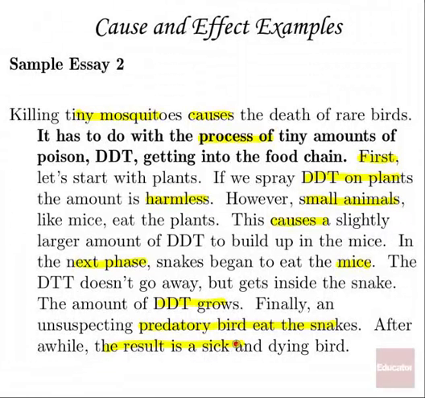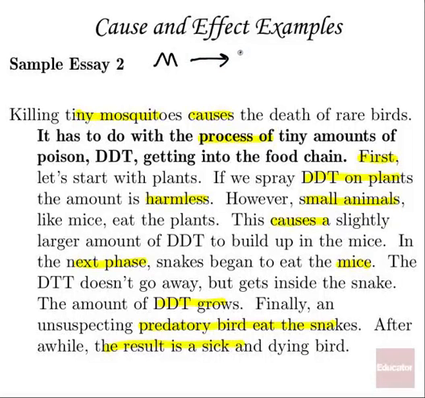This one's going to be a little bit harder because there's not just one cause and effect, but several causes and effects. So let's go ahead and see if we can find them. Okay, so first off, we have killing tiny mosquitoes causes the death of rare birds. This is kind of our topic or thesis. And I'm actually going to write this out in a very brief way for you. I'm going to write the killing of mosquitoes, M, causes the death of rare birds.